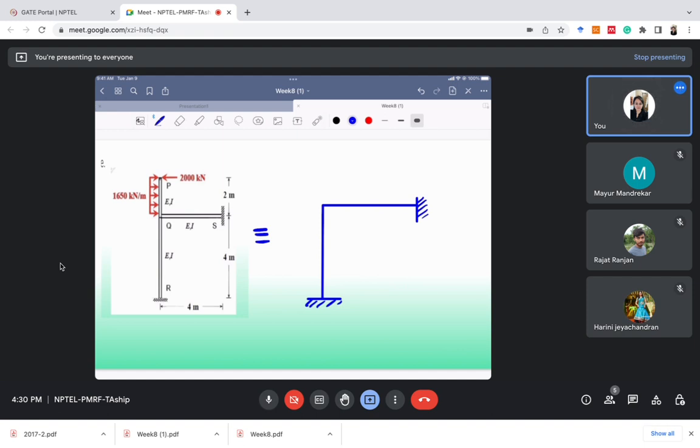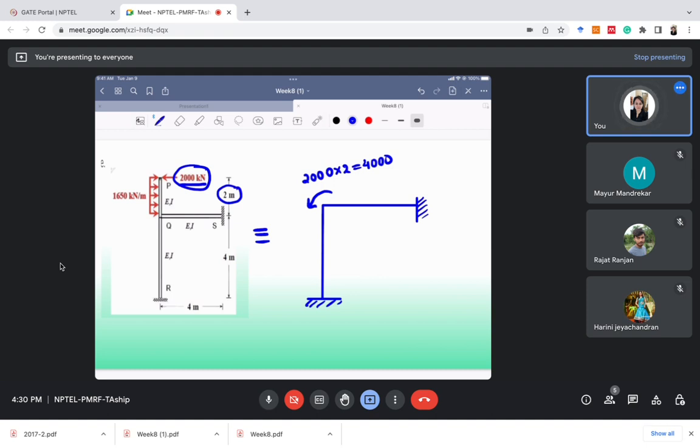So we can make an equivalent system like this for analysis purpose. Because of this 2000 kilonewton, what would be the moment at Q? Moment is force into distance, right? Because of this 2000 kilonewton force which is at 2 meter distance from point Q, what would be the value of the moment? The moment will be in this direction, because it is rotating in anti-clockwise direction. Just focus on this 2000 first. So 2000 into 2, which is 4000 kilonewton meter.